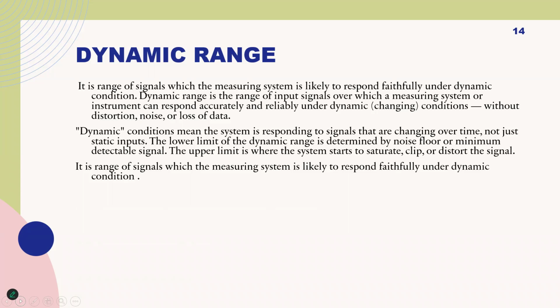Dynamic conditions means the system is responding to signals that are changing over time, not just static inputs. It is the range of signals which the measuring system is likely to respond faithfully under dynamic conditions. In short, when the input is changing over time, the output is also changing over time. So the study of this range of any signal or any system is known as dynamic range.